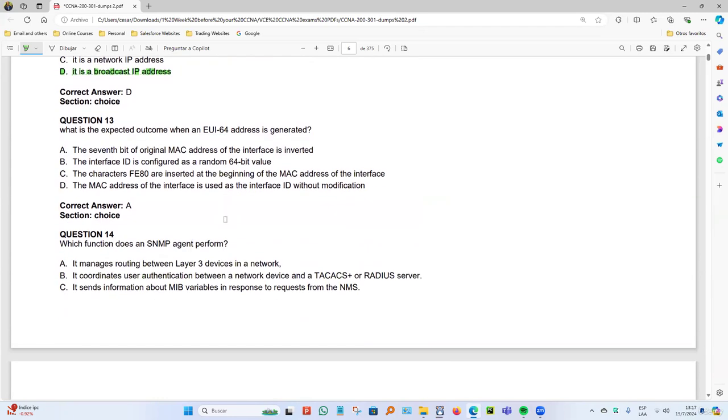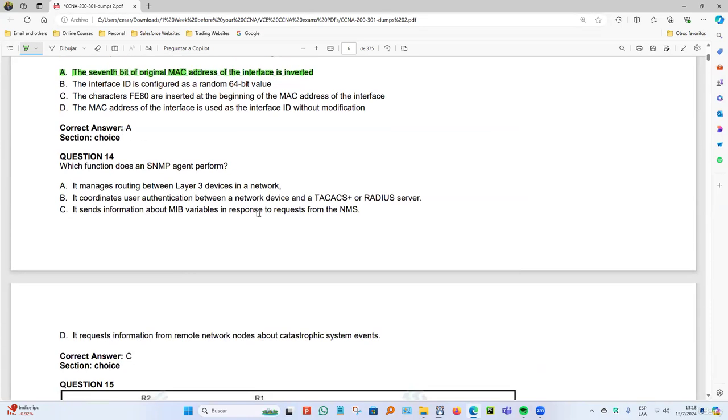Question 13. What is the expected outcome when an EUI-64 address is generated? So the answer is A, and let's go ahead and highlight it first, and then we are going to analyze it. When we're working with an EUI-64 address and it's being generated, this is the expected outcome. The 7th bit of the original MAC address of the interface is inverted. Good. We are done with this one.